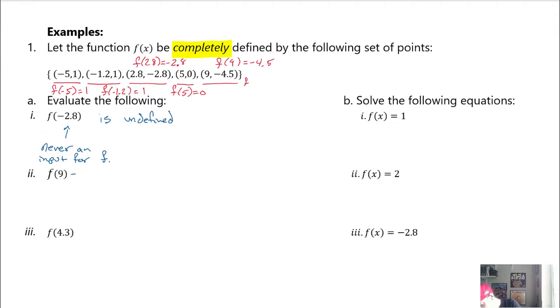For f of 9, we can see that that's in that fifth point, we get an input of 9 and an output of negative 4.5. And then we look at inputting 4.3, and that doesn't show up anywhere. So again, this is not a possible input for the function f. It's not an input or an output, but for this, we only care about whether or not it's an input. So we just say that this is undefined again.